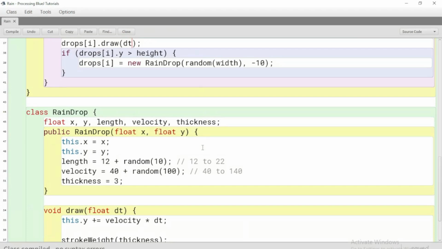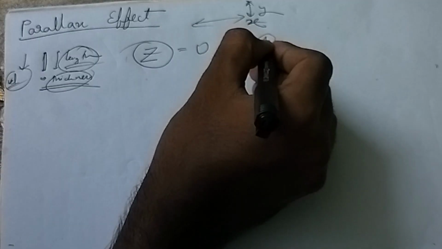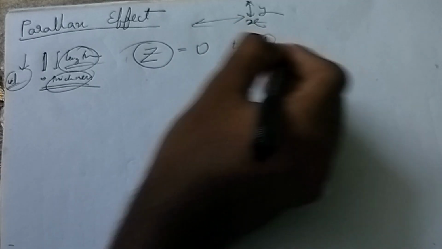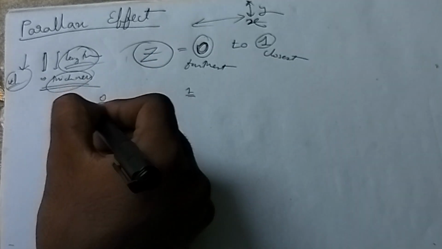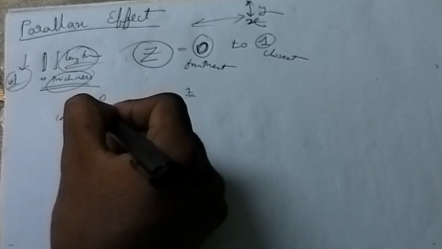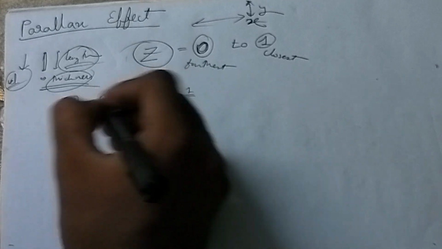Now we will introduce the parallax effect. So let's go to the copy once again. Okay, so in this effect, the things that are closer to you move faster and the things that are farther away from you move slower. So length, thickness and velocity, these are the three variables that we would vary. We create a variable z. 1 means it's closest to us, closest to the screen, and 0 means it's farthest away from the screen. If it's 0, the length would be a minimum value. We will decide what value is appropriate for our program.